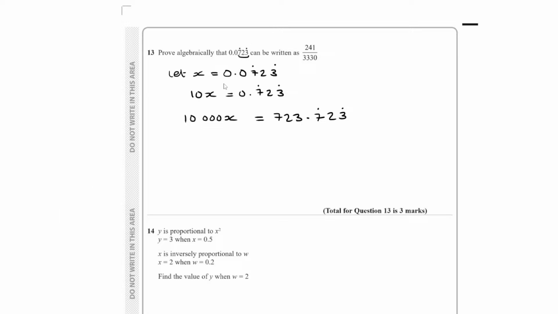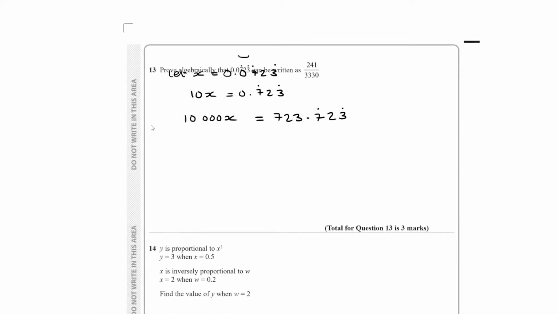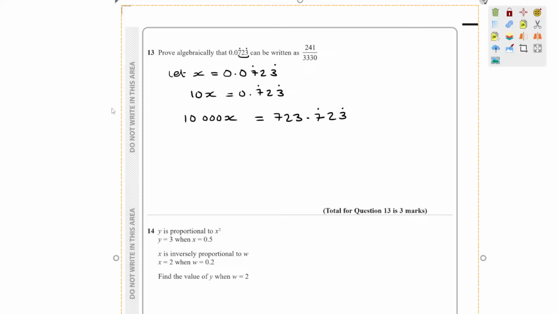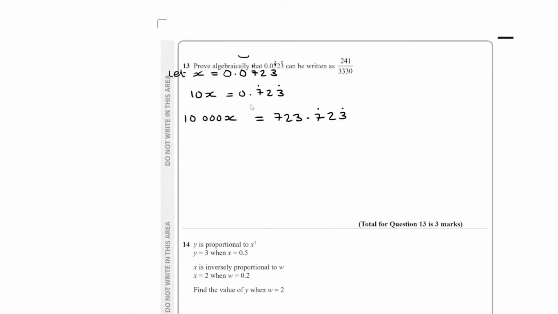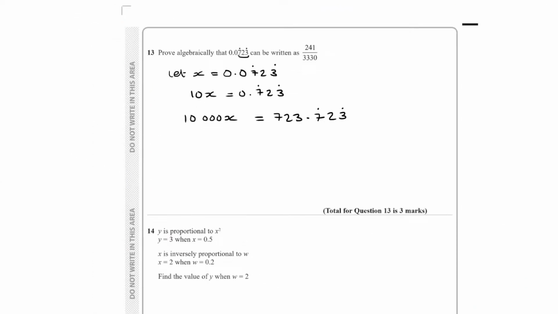So what we can do is... oh, it's not going to let me do it. Okay. Obviously, I want to subtract them the other way around, but you can rewrite it if you like. So I'm going to do 10,000 take away 10. So that should give me 9,990x.